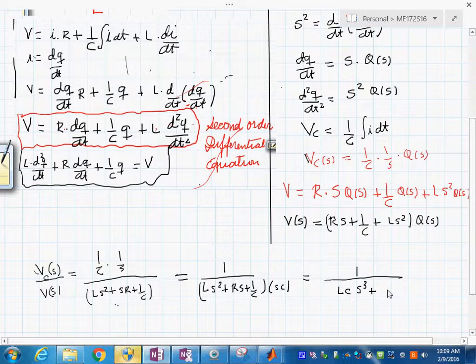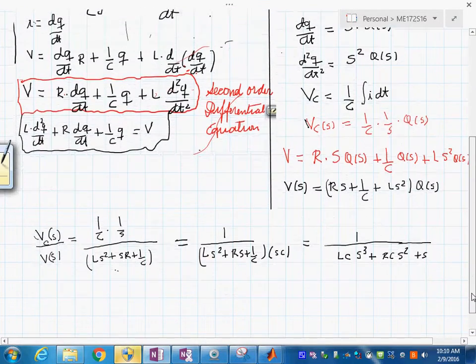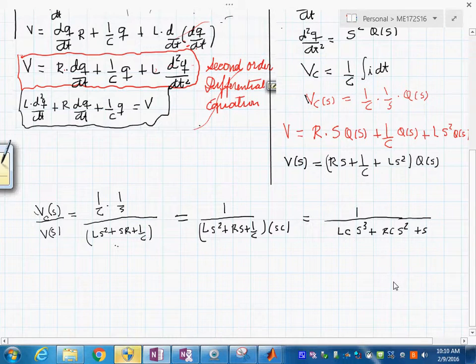So this would be the transfer function that we want, this relationship between the voltage of the capacitor and the input. Sometimes it's expressed the way it is in here. You could leave it 1 over CS, and then over LS squared plus S times R plus 1 over C. And this would be this ratio right here. This is your transfer function.